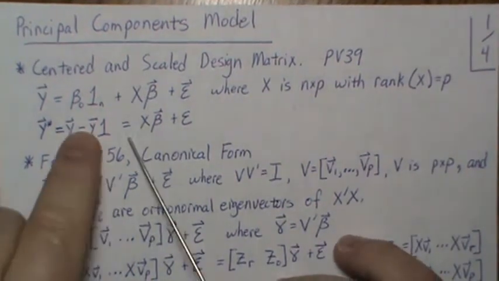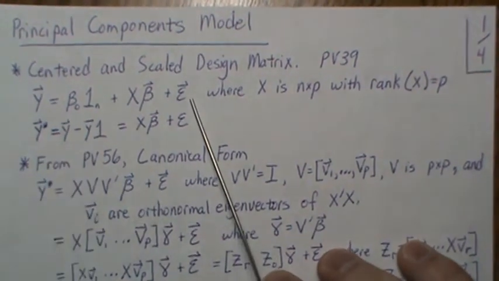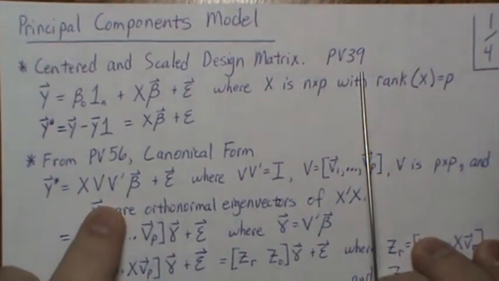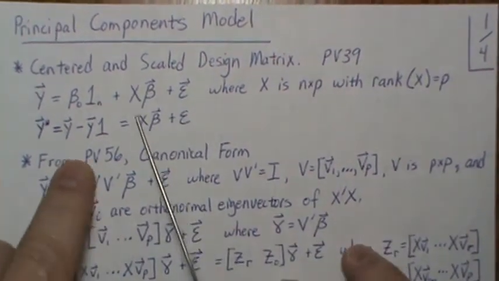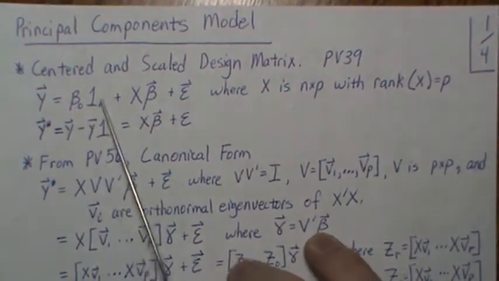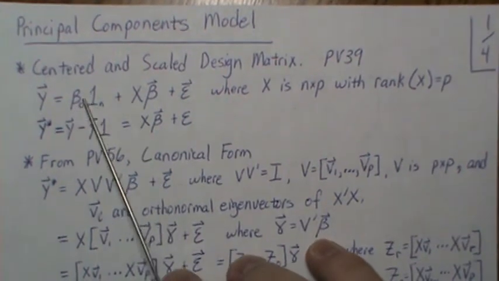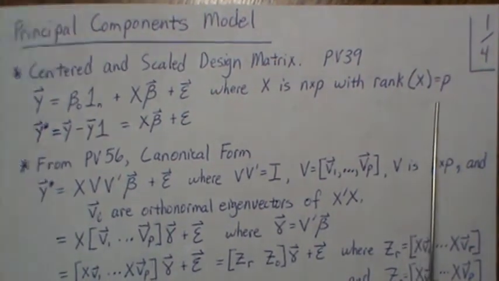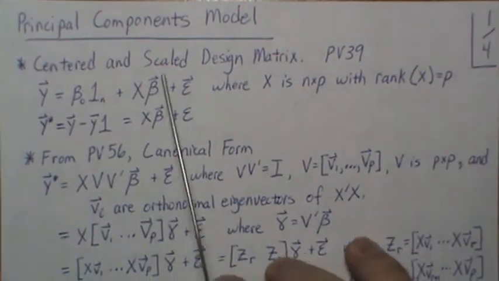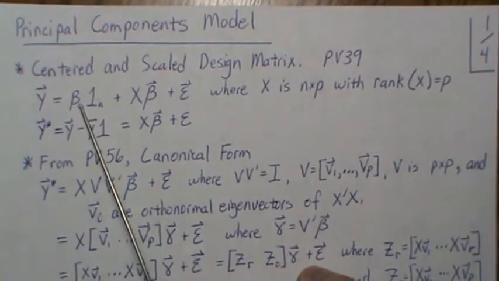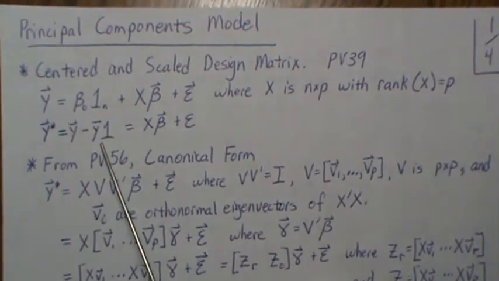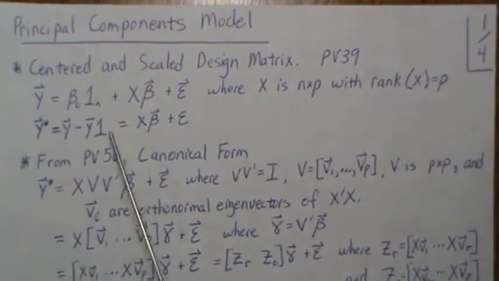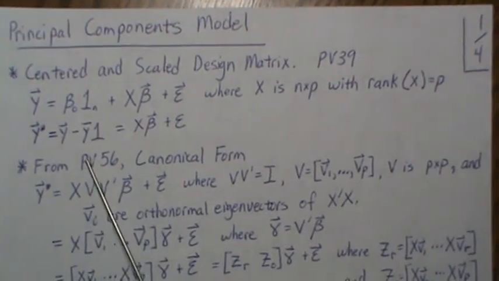So let's jump in. We're going to assume that our design matrix is centered and scaled, and previous video 39 is a good reference for that. And here's our model where we've taken out the column of ones and separated it out. X is n by p and it has full column rank. Now in a centered model, the estimate of this is y bar. So we're going to subtract that to the other side, and just call this y star.